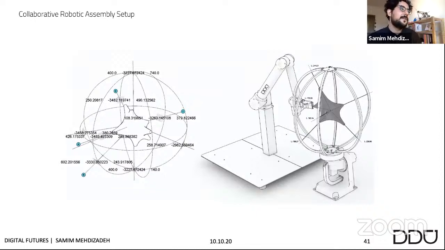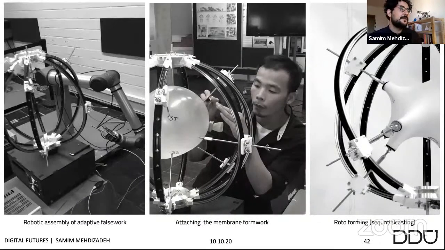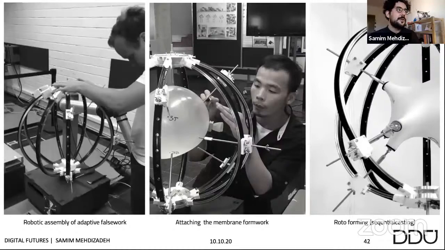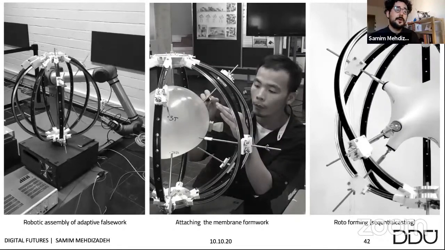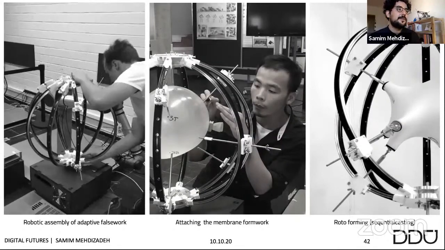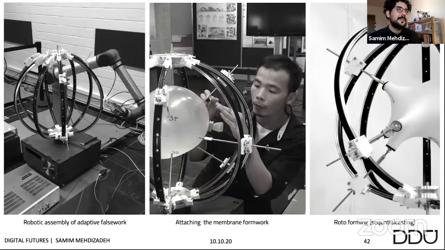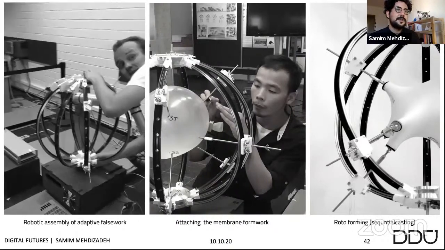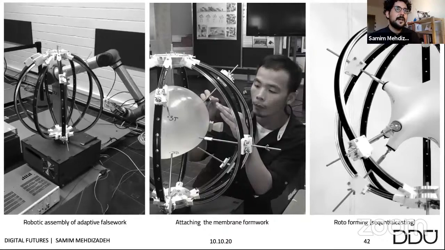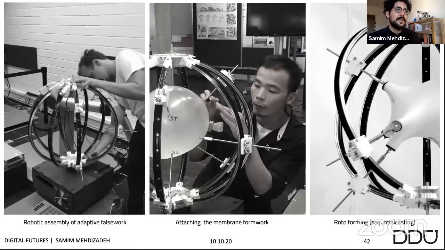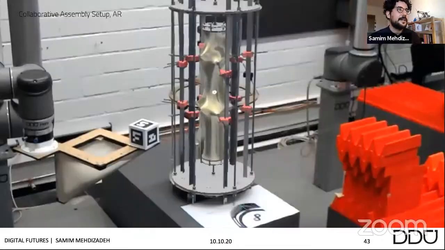Another way that we have used the integration of robotics is the collaborative robotic assembly of adaptive falsework, where the robots show us where we should put these threaded rods and get a mark on the latex balloon, stretching them to get the exact form as we want, as you see on the right side of my slides.